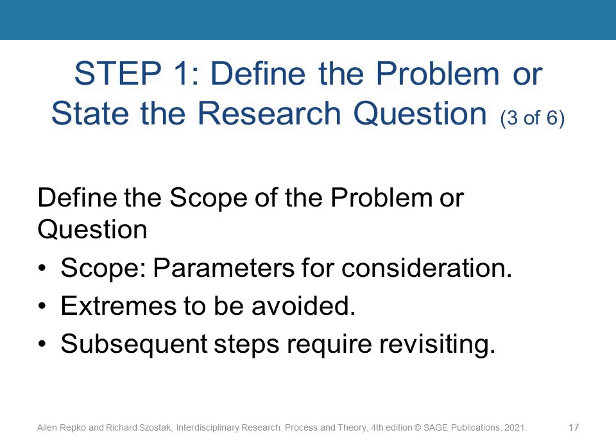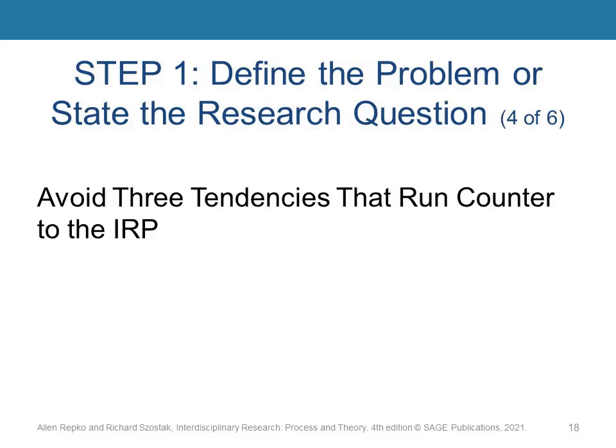If it's too broad, we narrow it. If it's too narrow, we broaden it. As we make these decisions, we need to avoid 3 common tendencies that will derail the IRP. The first one is disciplinary bias.